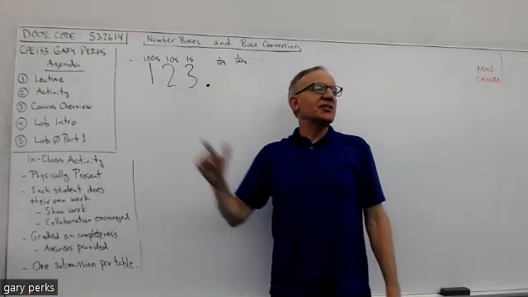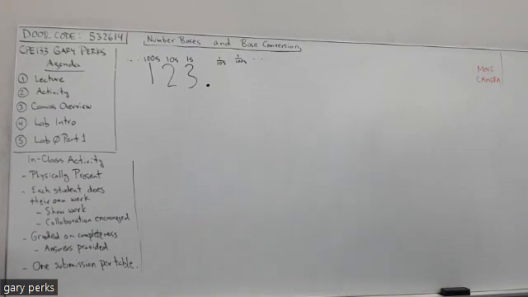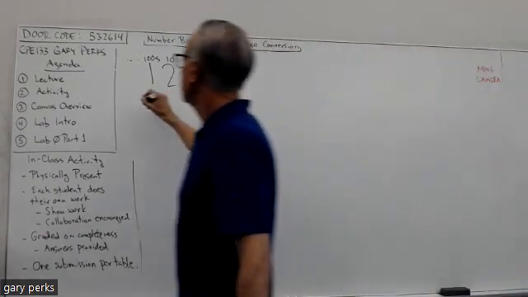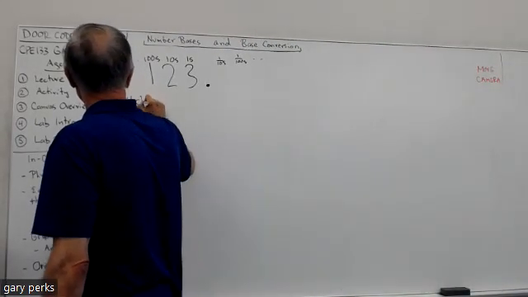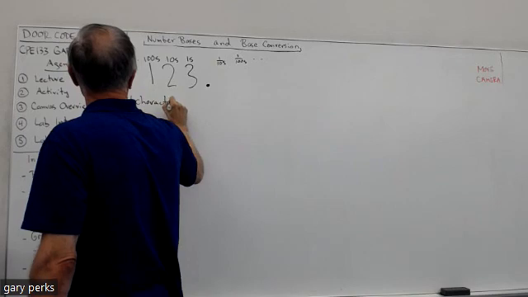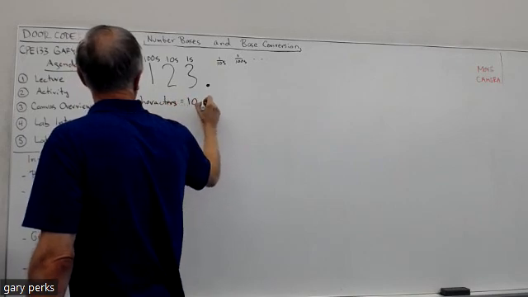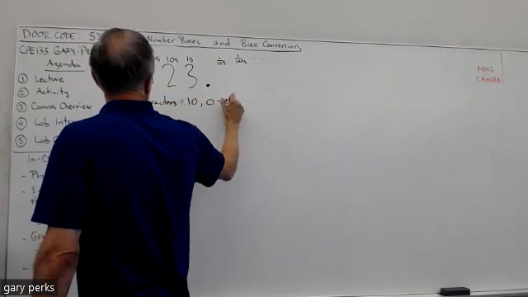How many characters do we have in base 10? Like, how many numbers are there in base 10? 10, right? 0 through 9. So the number of characters in base 10 equals 10, 0 through 9.